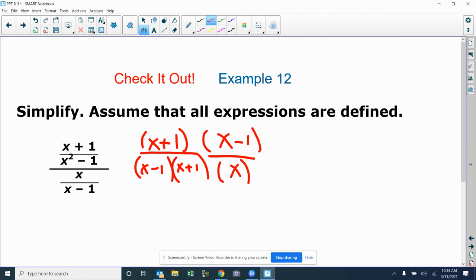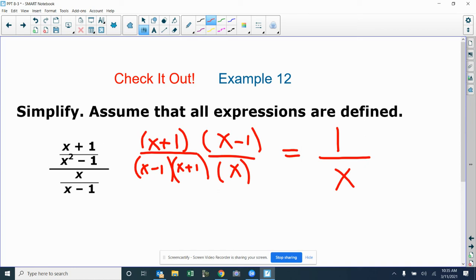What can we cancel? A lot of stuff, can't we? Assume that all the expressions are defined. What's this thing end up being? 1 over x. Make sure you have that 1. Why? Because everything on top ended up getting eliminated, or canceled.